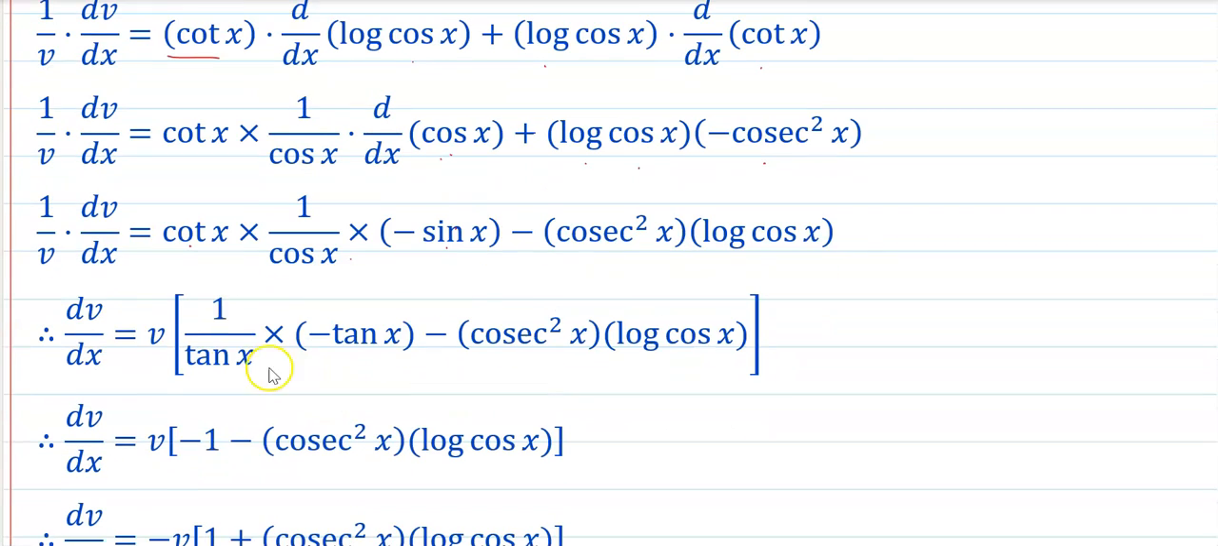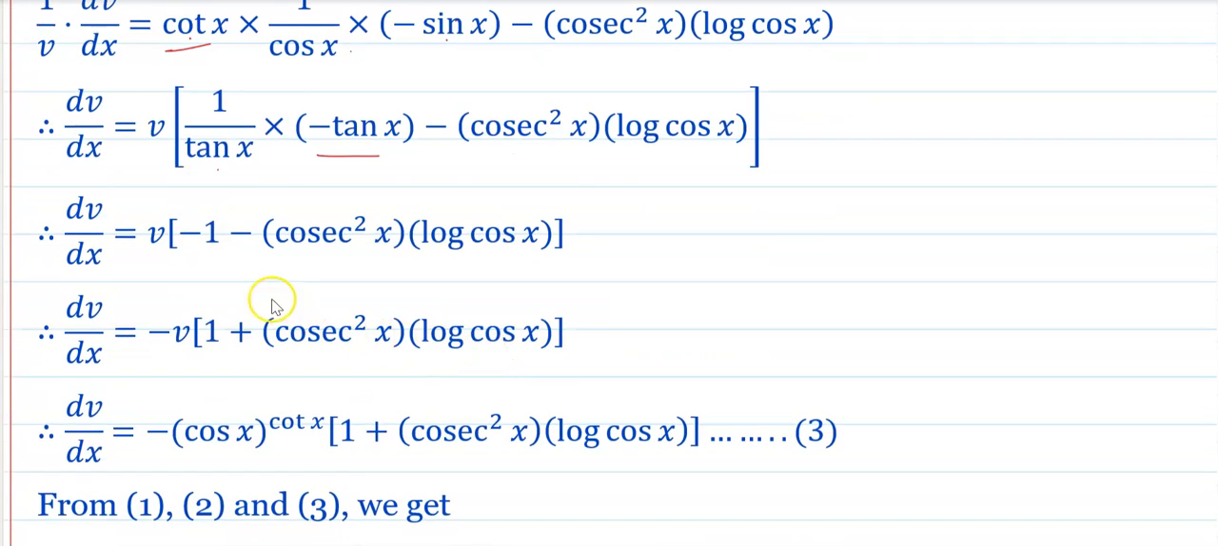Now therefore dv by dx, 1 upon v here, the whole bracket will be multiplied. Therefore again here this is the sin x upon cos x, you will get 1 upon this cot x. This cot x is 1 upon tan x, and sin x upon cos x, you will get minus tan x. Next, cosec x square into log of cos x.